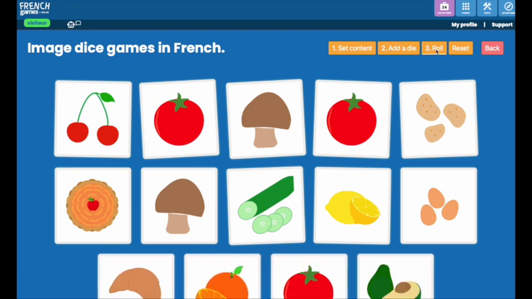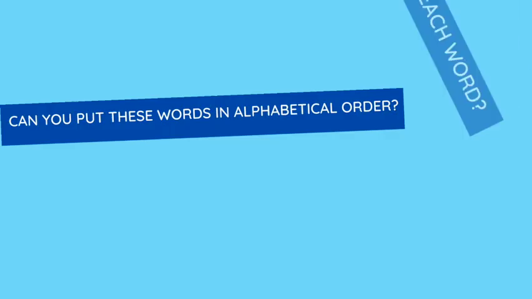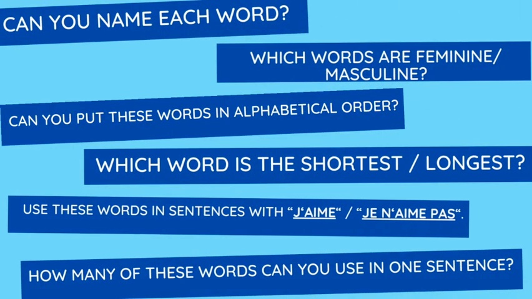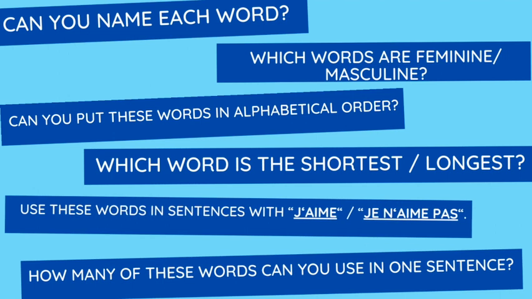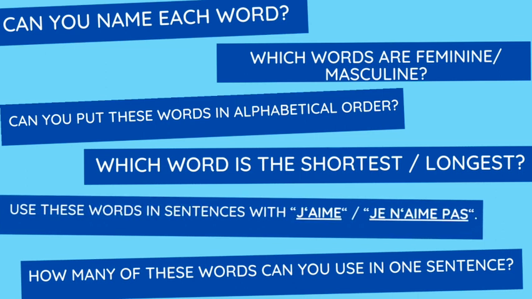Ask students if they can name each word, which words are feminine or masculine gender, put these words in alphabetical order, arrange words from shortest to longest. How many words can you use in a single sentence? Or even build conversations starting with j'aime or je n'aime pas.